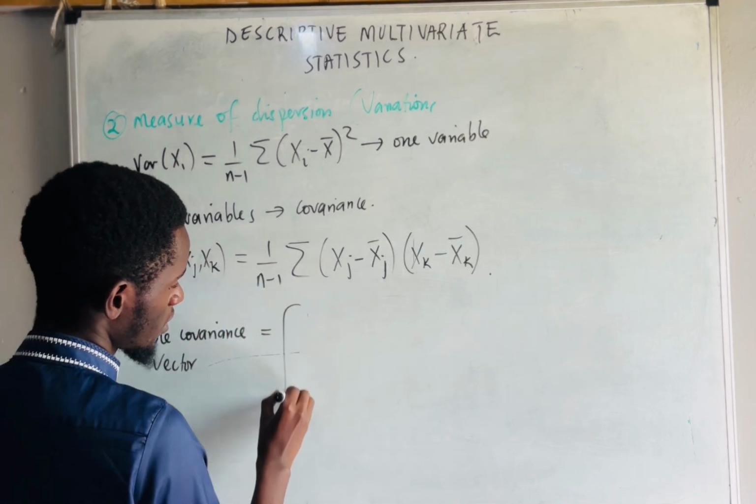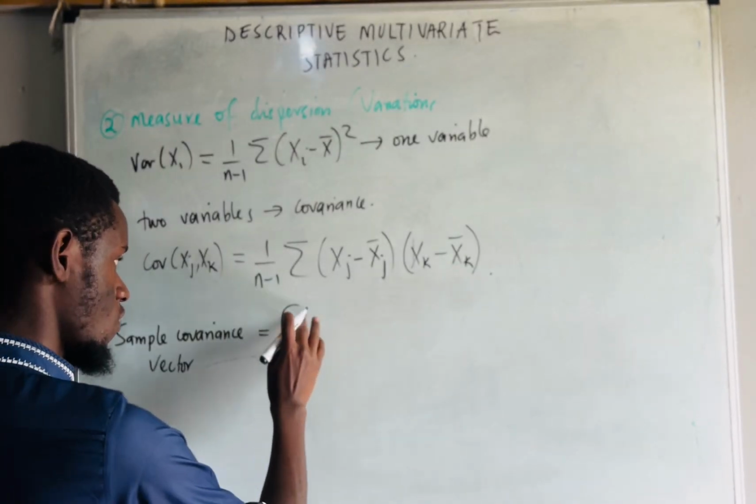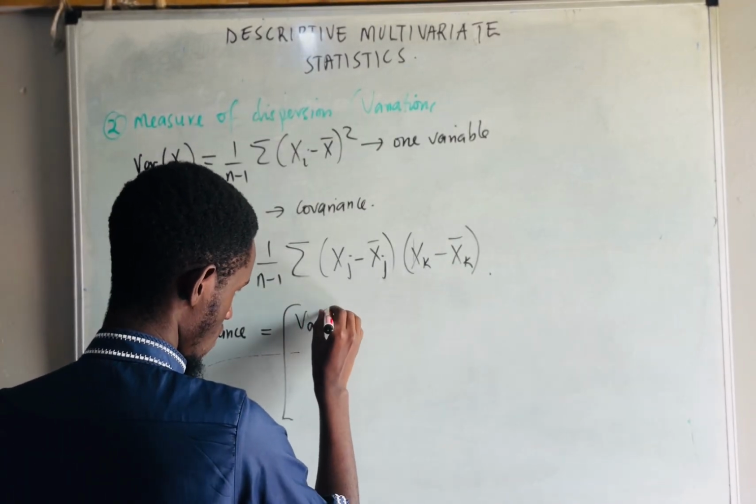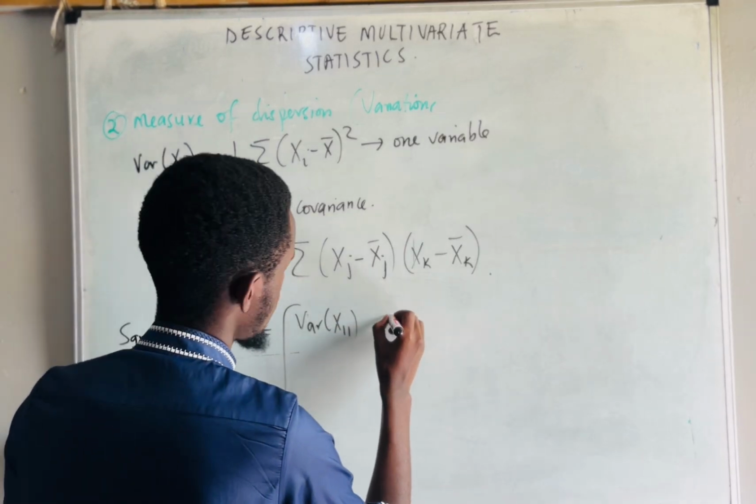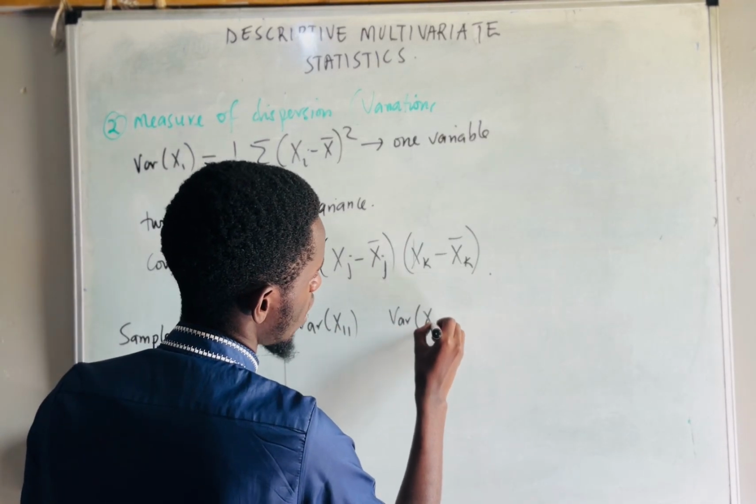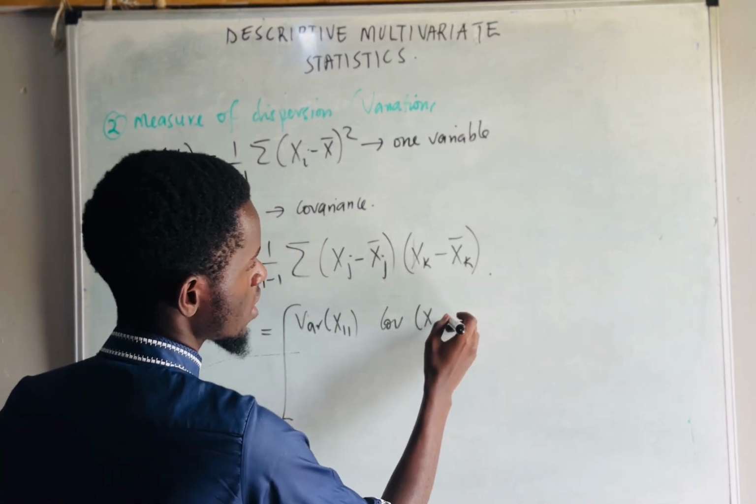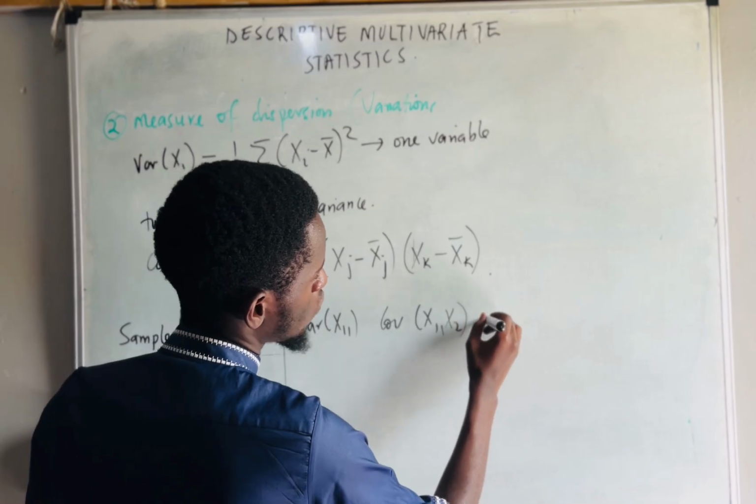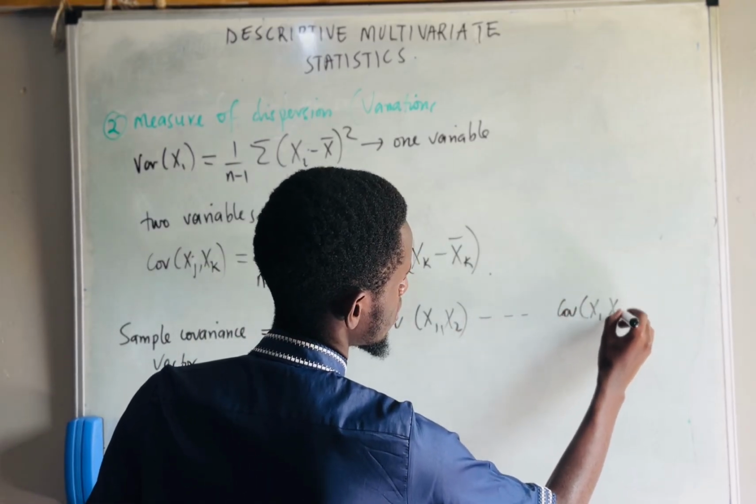Which is the same as having, yes. Now remember we said we have very many variables. We shall have the variance of x11 here. Just talking about x11. We shall have now variance of x1, covariance of x1, x2, up to when we reach covariance of x1, xp.